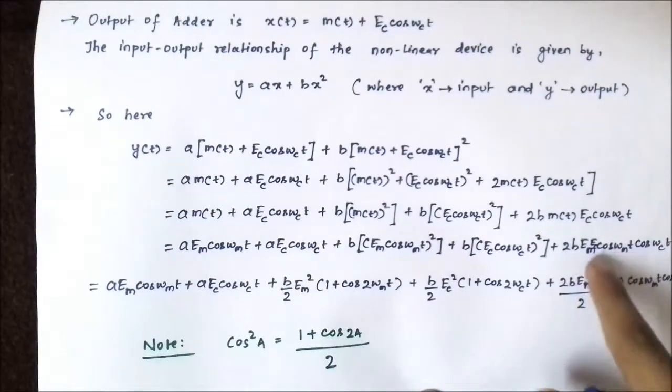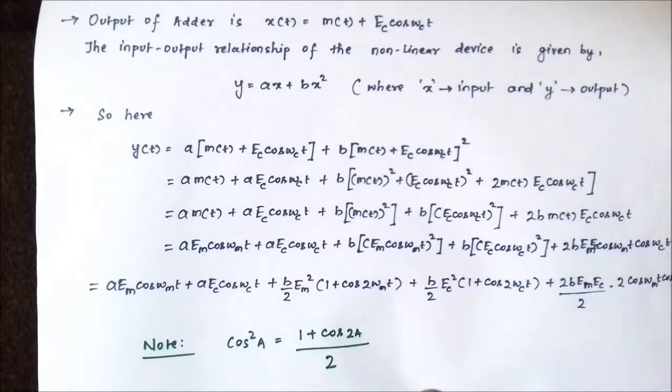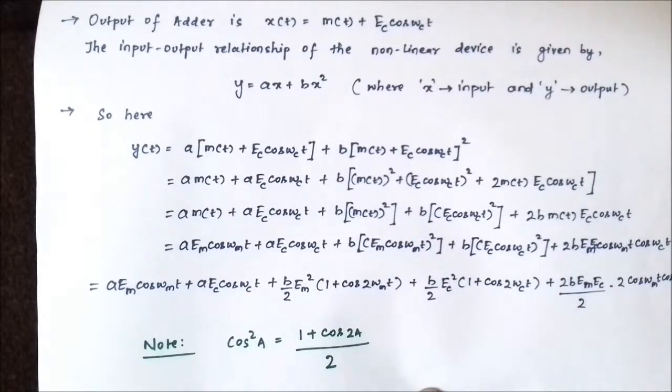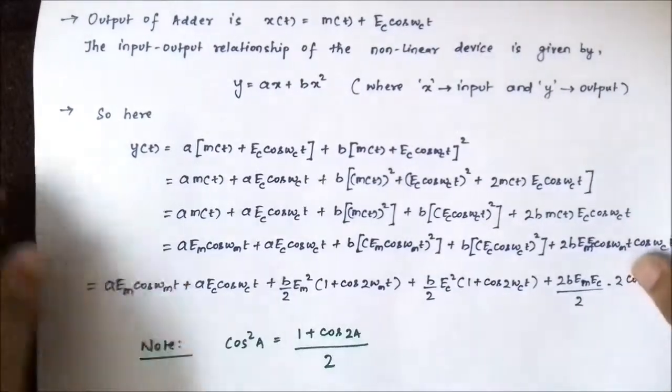Then here we have put 2 cos a cos b, which we'll be putting in the next and the further steps, which will become 2b A_m A_c by 2, 2 cos ω_m t cos ω_c t. So I recommend you pause this video and note down these steps and go over them, have a quick look so that you understand them in a better way. So please pause the video and note down these steps and try to understand it in a better way.